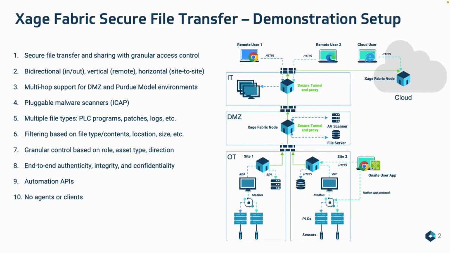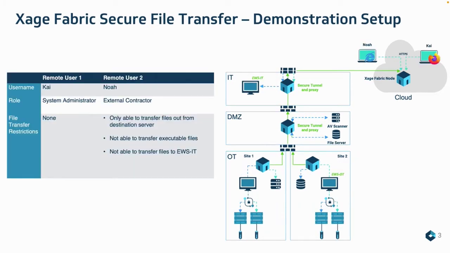There are no agents or clients that are ever needed with Xage Fabric. Everything is driven through a secure browser connection. Unlike existing solutions, Xage Fabric ensures file authenticity, integrity, and confidentiality end-to-end, and supports pluggable malware scanning and file type filtering in any node.